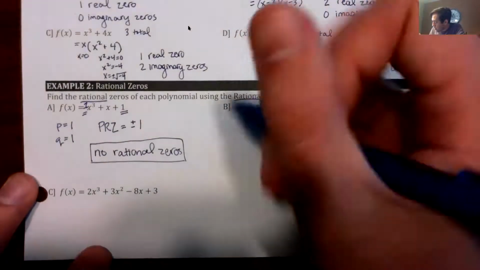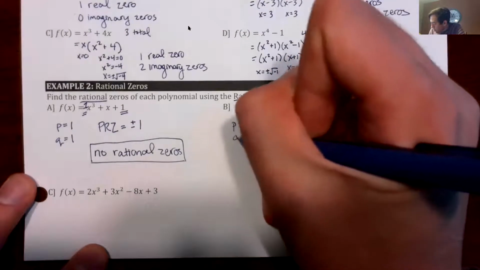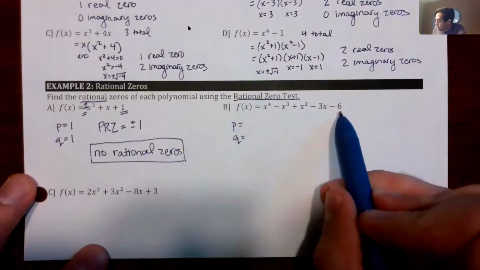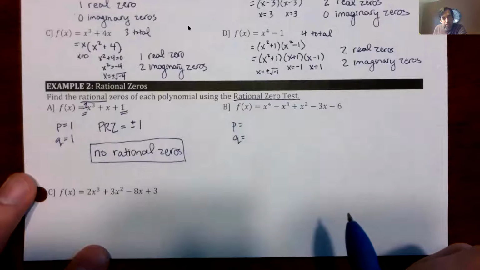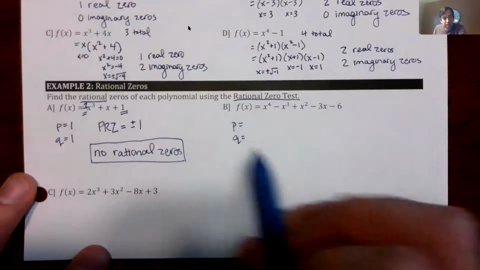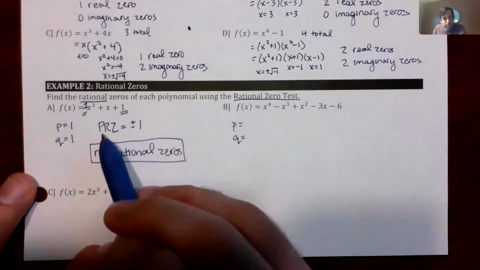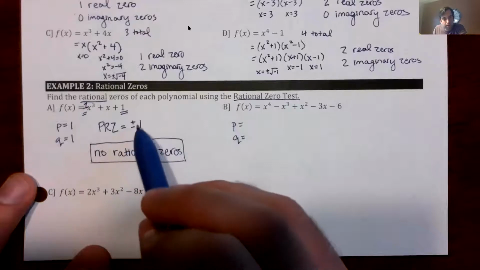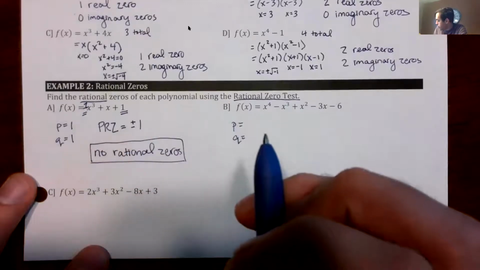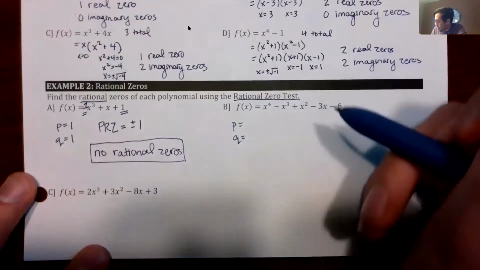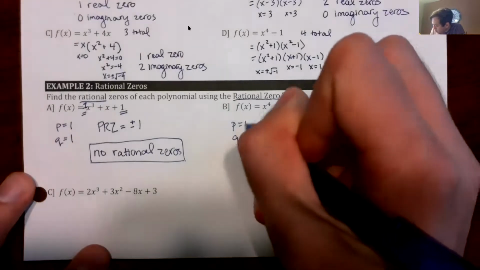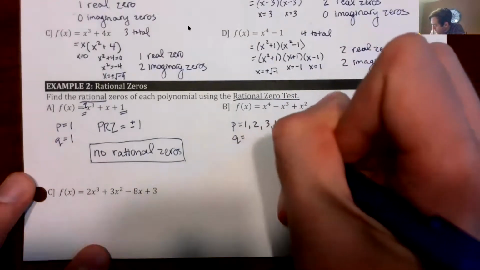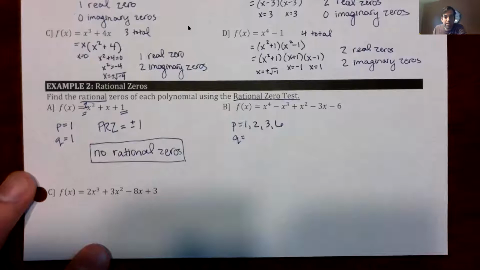This time, we're looking for potential p's and q's. p's are the factors of the constant term, which is now -6. We don't have to pay attention to the sign. We don't care if it's positive or negative, because remember, when we write the PRZs, the possible rational zeros, we're going to write plus or minus every time. So all we need to do is write down all the factors of 6. And I know that 1 times 6 is 6, and 2 times 3 is 6. So I have 1, 2, 3, and 6 as potential p's.